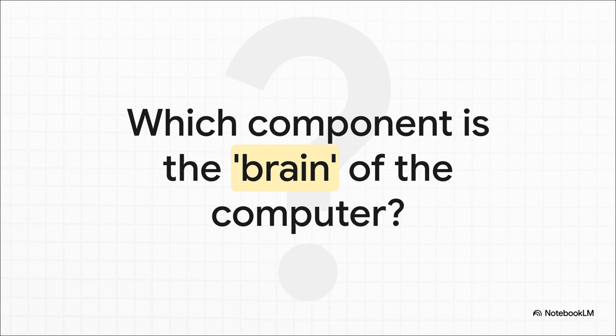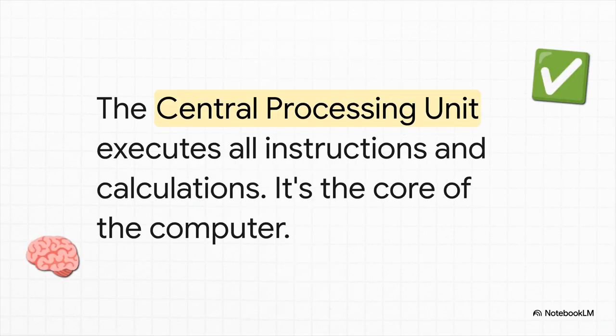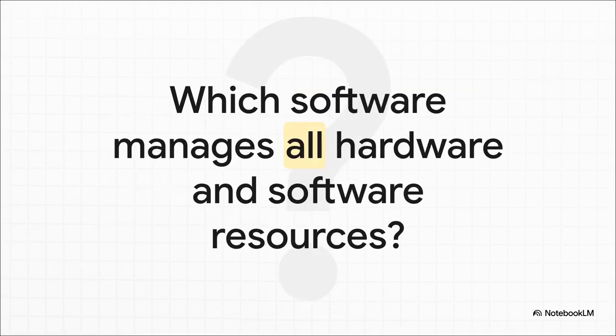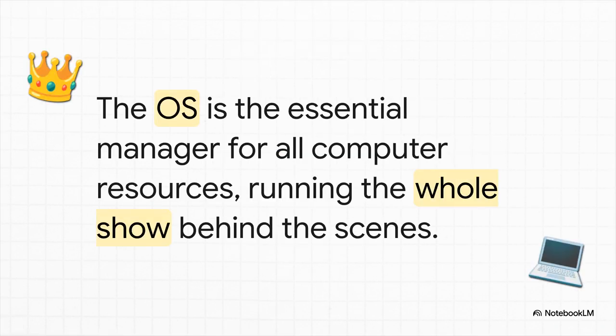Lock in your answer. And the answer is C, the CPU, the central processing unit. That's the part that executes all the instructions and does the heavy thinking. Awesome job if you got that right. Ready for number 2? This one's from the software section. Which type of software is the master manager that handles all the hardware and software resources? Go ahead and pick your answer. If you said B, the operating system, you are absolutely correct. Remember, the OS is that essential piece of software running the whole show.